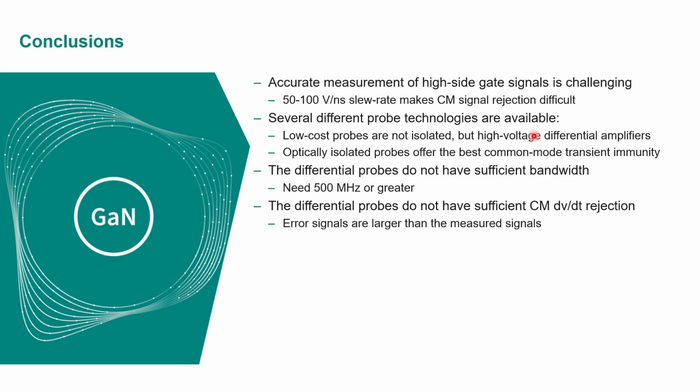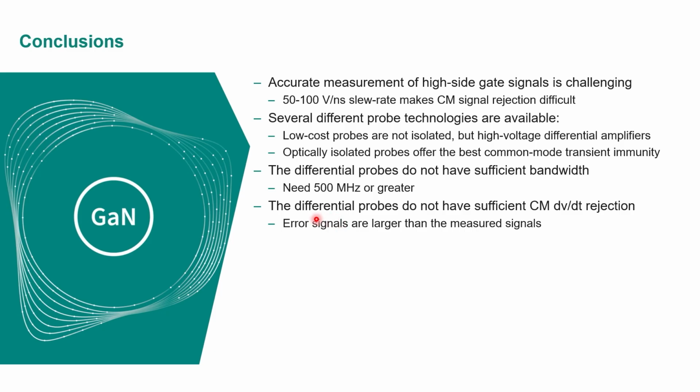You really need the optically isolated probes. It's a big investment. You can rent them, of course, but it's necessary to at least validate and verify that your gate signals are doing what you expect on your GaN circuit. The differential probes typically don't even have sufficient bandwidth. The one I showed you is pretty good, 400 megahertz, but some of them are only 100, 150.